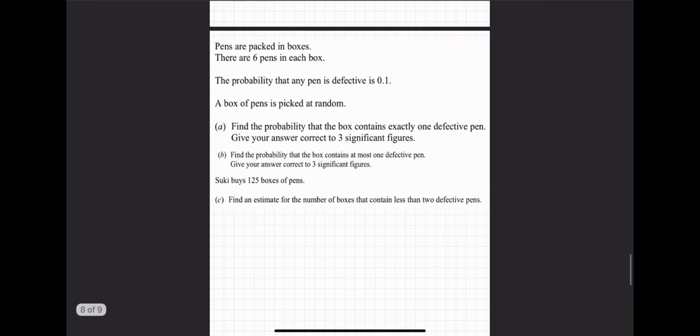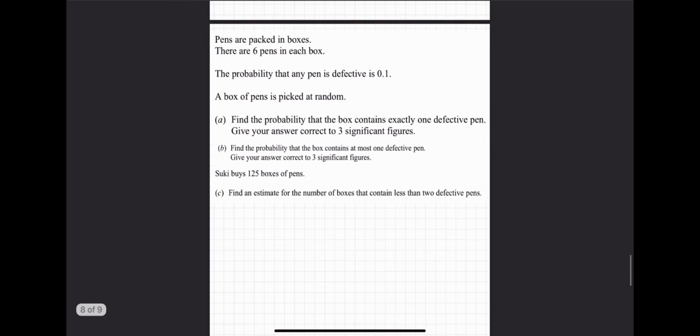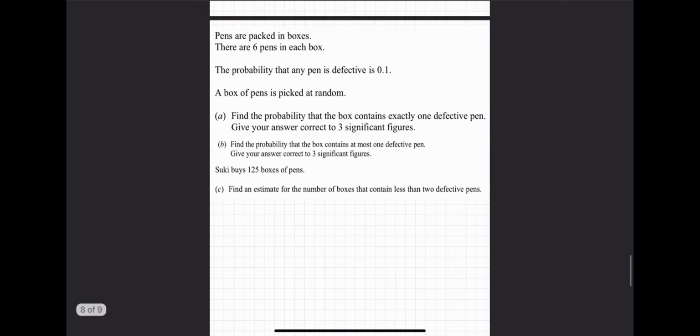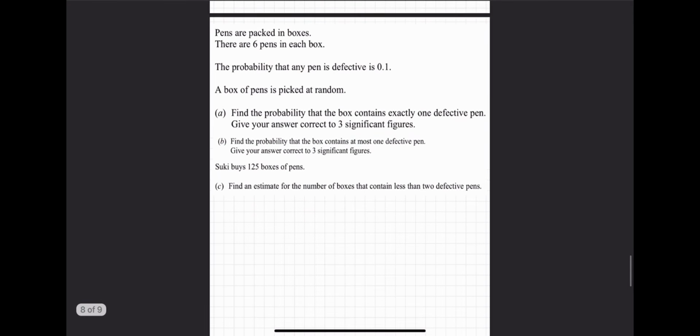Okay, pens are packed in boxes. There are 6 pens in each box. The probability that any pen is defective is 0.1. A box of pens is picked at random. Find the probability that the box contains exactly 1 defective pen. Give your answer to 3 significant figures.